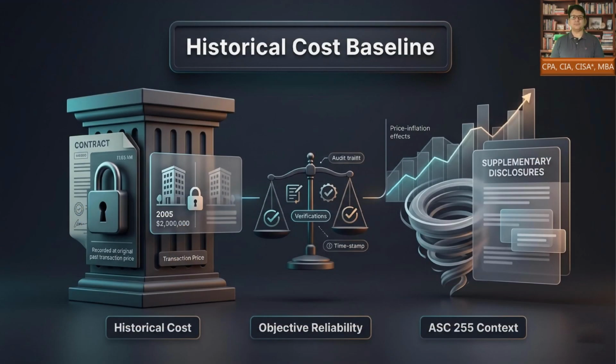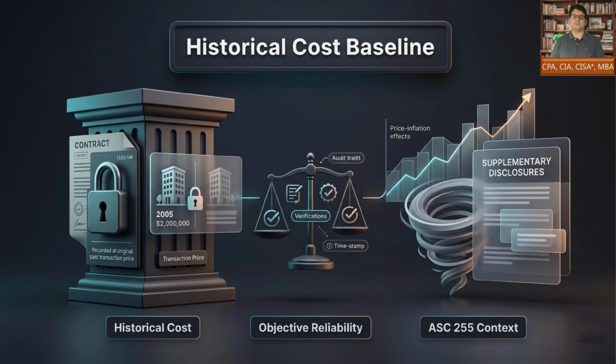Now, let us fix the baseline before adding the inflation lens. Historical cost means amounts are generally based on the original transaction price. For example, if a building was purchased years ago, the accounting records begin from that purchase price and then apply the relevant US GAAP rules, such as depreciation where applicable. This basis is useful because it is objective and verifiable. Its limitation is that in an inflationary environment, it may not fully communicate today's replacement pressure or the real comparability of older amounts.